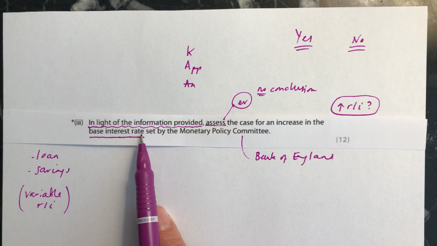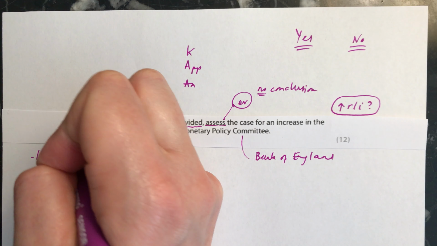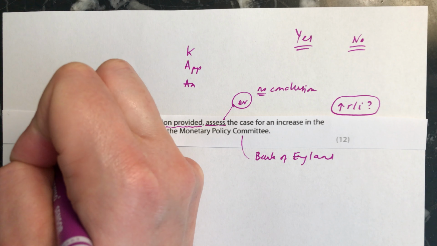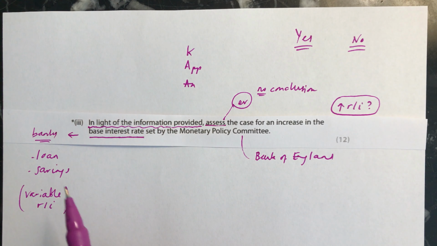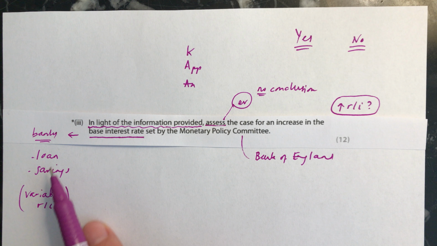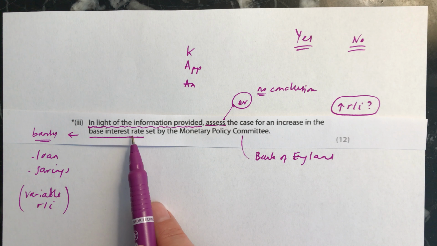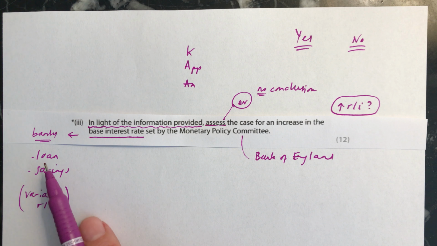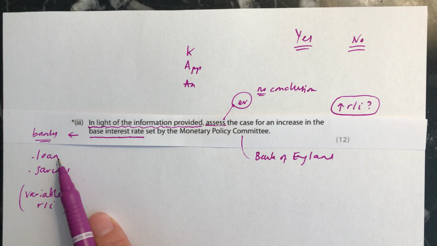They meet to do this, and the base interest rate is what feeds through to banks, and the banks use it as a sort of basis for the amount of interest that they charge on a loan and the amount of interest that they give on savings. And if you have a variable rate of interest on your loan or on your savings, and the base interest rate went up, you would have to pay more interest on your loan and you would receive more interest on any savings which are in the bank.